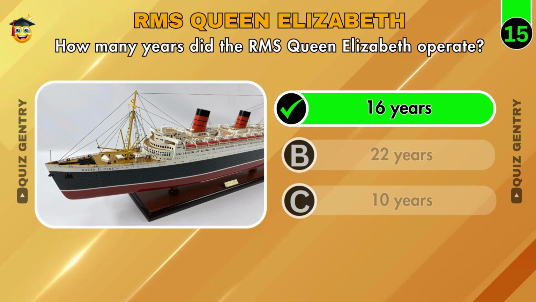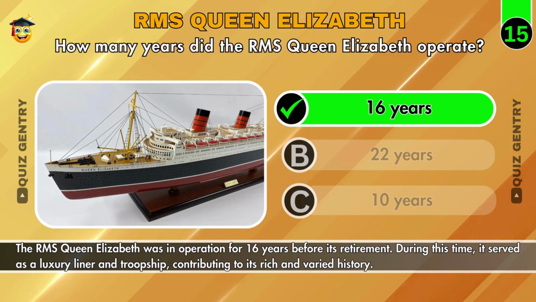16 years. The RMS Queen Elizabeth was in operation for 16 years before its retirement. During this time, it served as a luxury liner and troop ship, contributing to its rich and varied history.